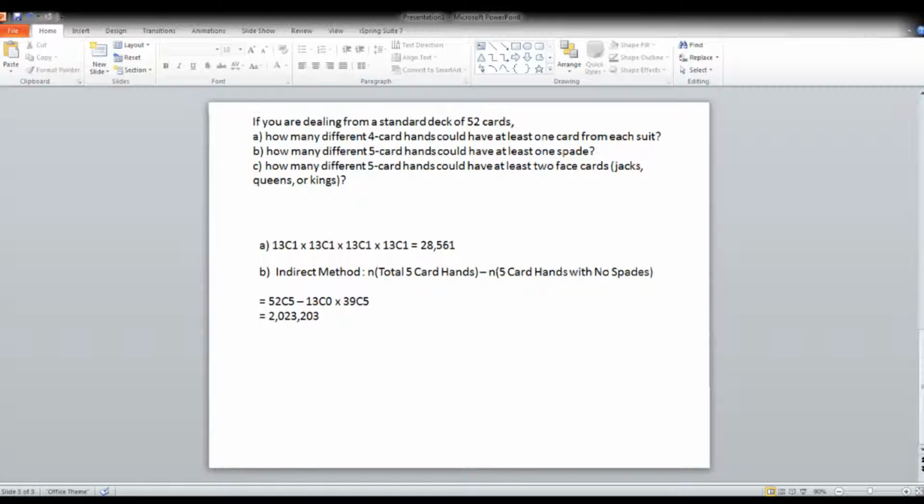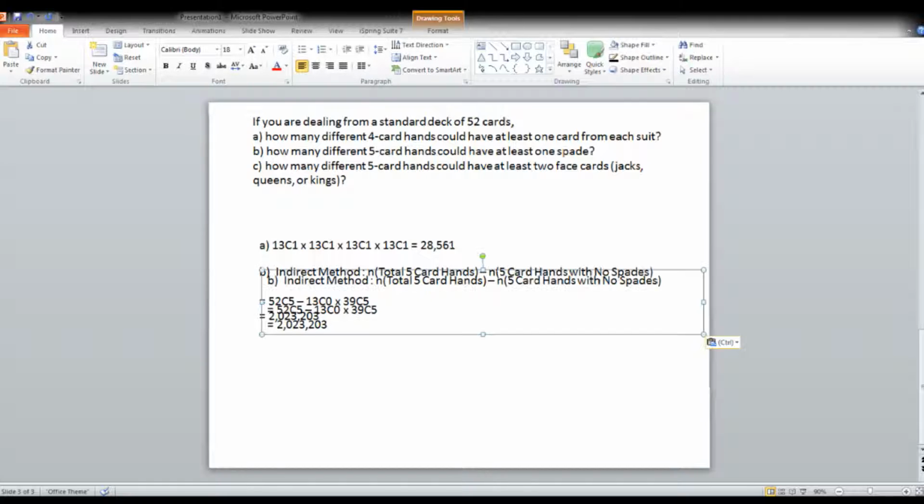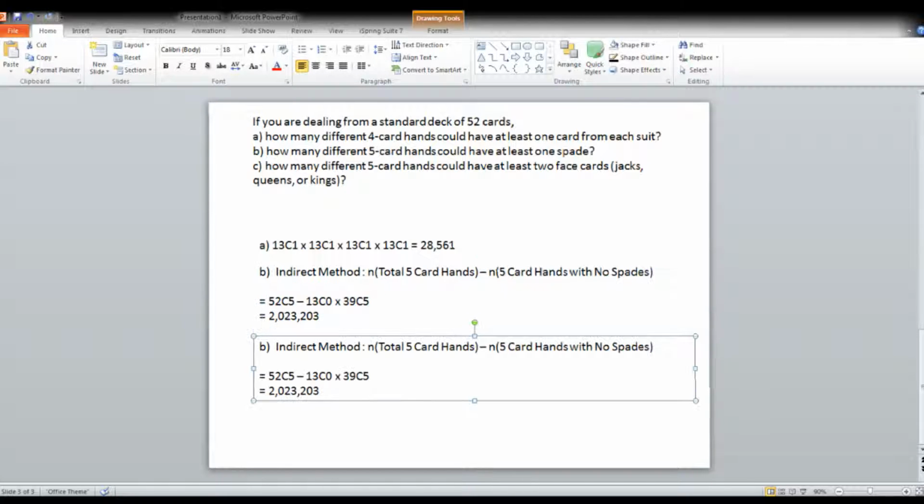So lastly, they want to know how many different five card hands could have at least two face cards. Ugh, okay, so this one is going to be kind of annoying. There's two ways to do this. You could do this directly: the number of five card hands that have 2, 3, 4, or 5. Or you could do the indirect, which is the number of five card hands, then we subtract the number with no faces, and we subtract the number with one face.